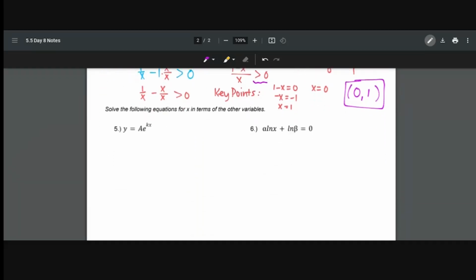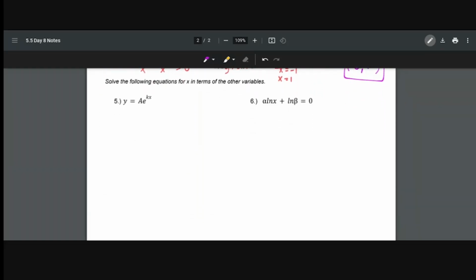All right, the last two problems are a little different. It just says solve the following equations for x in terms of the other variables. So where is x in our problem? There's a whole bunch of other variables. So we just need to isolate x, which might mean that you need to change it from log to exponent form or exponent to log form. And these are equations. They're not inequalities, so we don't do anything like problems 1 through 4. So it's more like yesterday's.